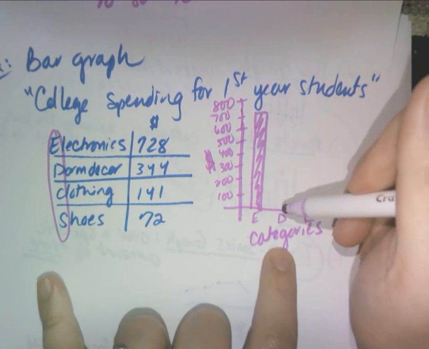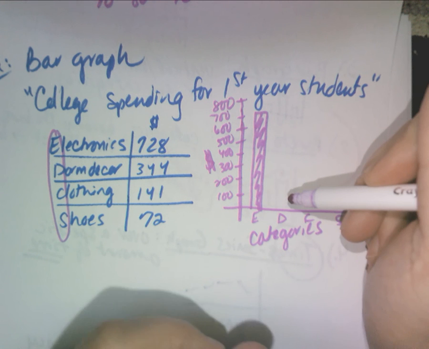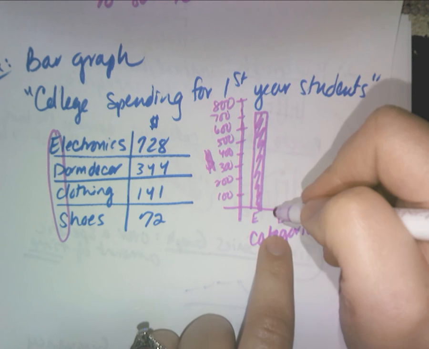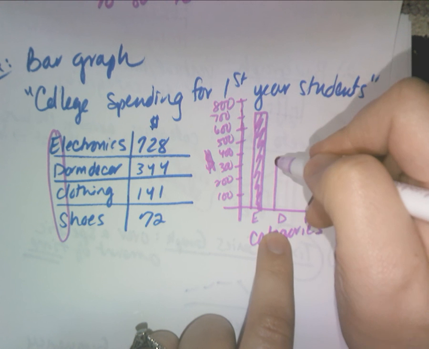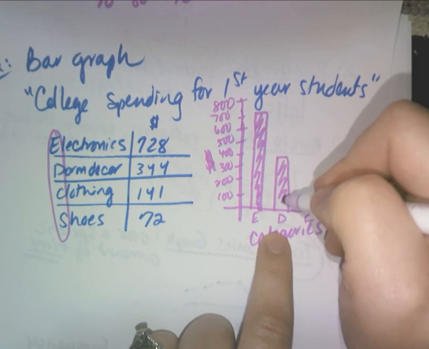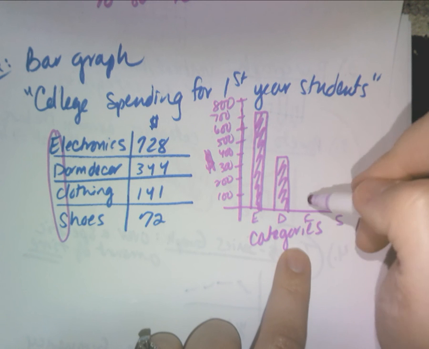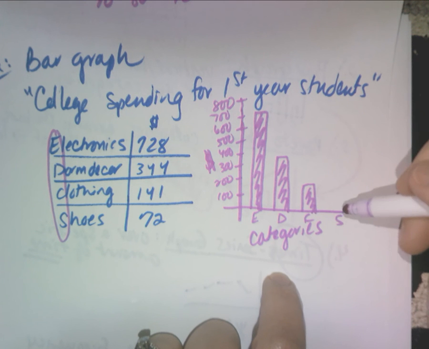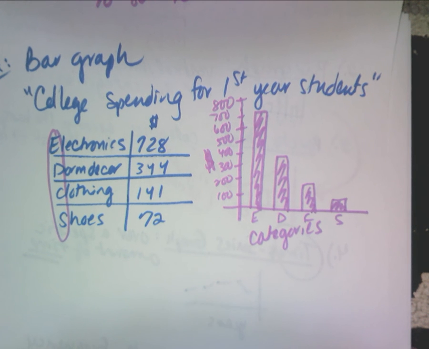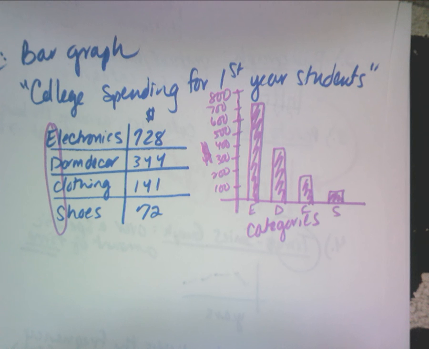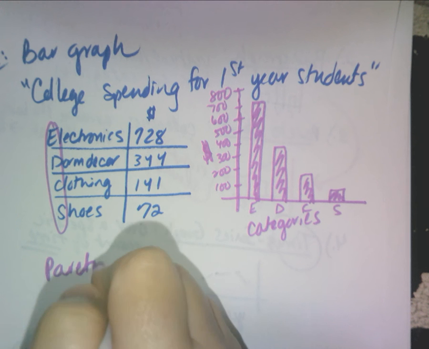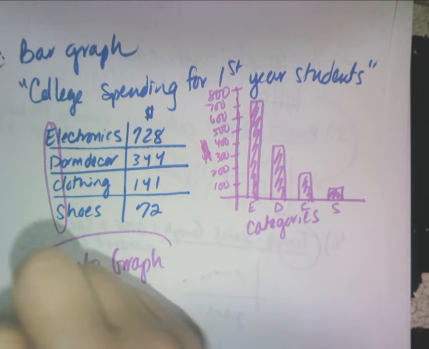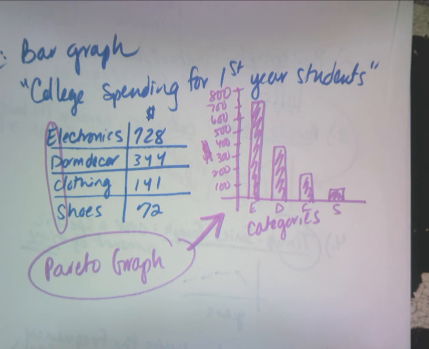Now this is different from a histogram because you do not want to connect your bars. We're not doing class boundaries. So dorm decor, you make a space and then you go to 344. And then clothing, 141. And then good old shoes, 72. And there you go. What have we also just done right now? A Pareto graph, because it is right skewed. So it is a bar graph and it is a Pareto graph.